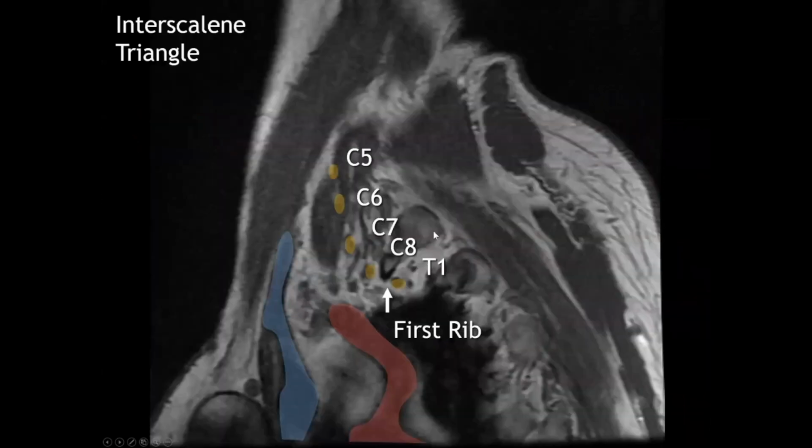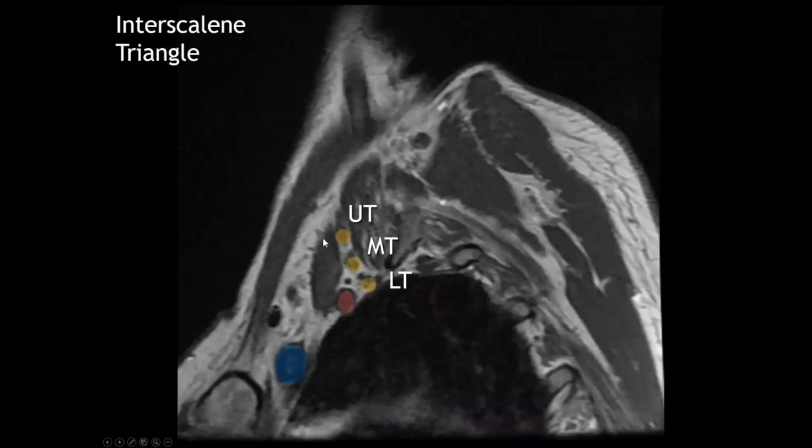So as we move more peripherally, we can see the individual nerve roots. These are going to coalesce to form the trunks, upper, middle, and lower trunks. So C5 and C6 forming the upper trunk, C7 by itself forming the middle trunk, and C8 and T1 forming the lower trunk.